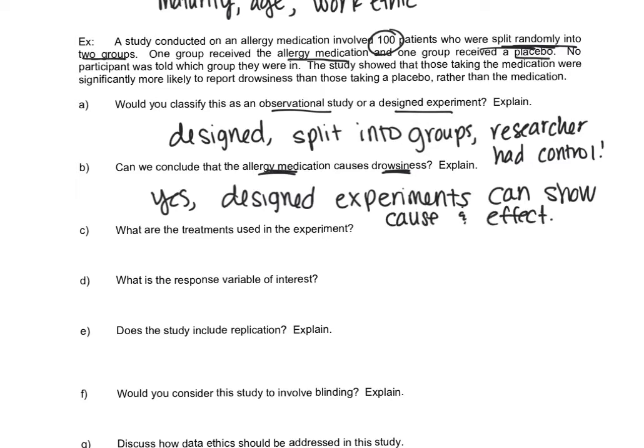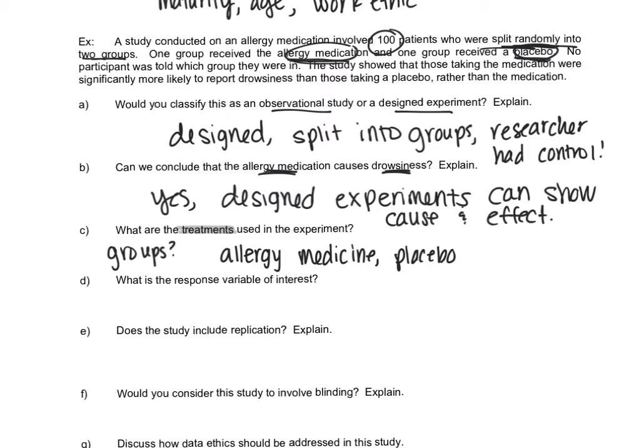What treatments were used? So treatment was a vocab word, if you want to look back at those notes. But those are just the groups. So in this case, the groups would be the allergy medicine and the placebo. You can have more than two groups. You can have 10 groups. You can have lots of groups, but we only have two in this example.